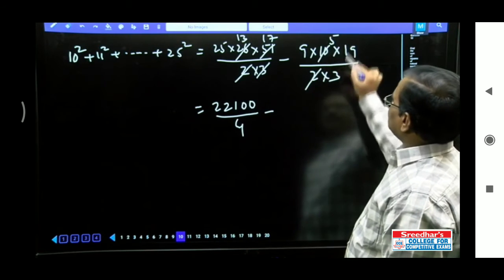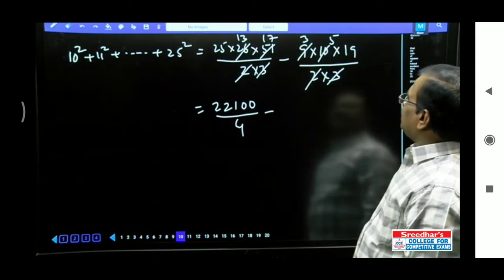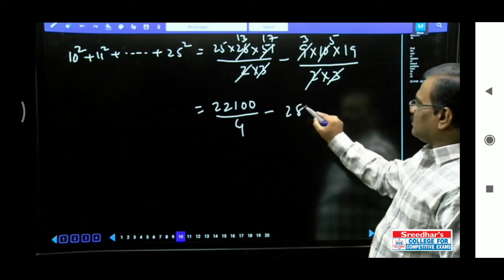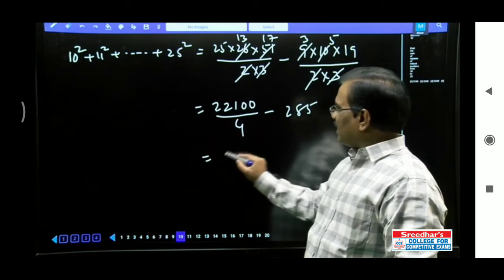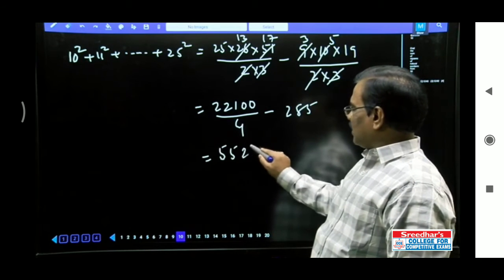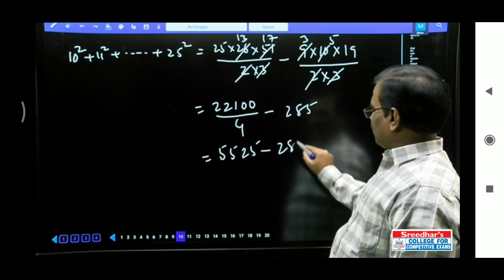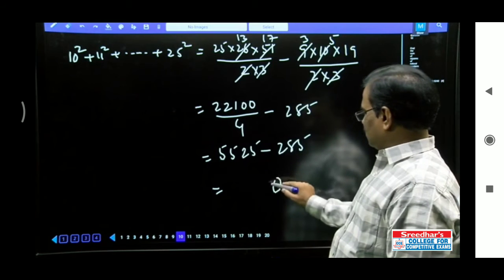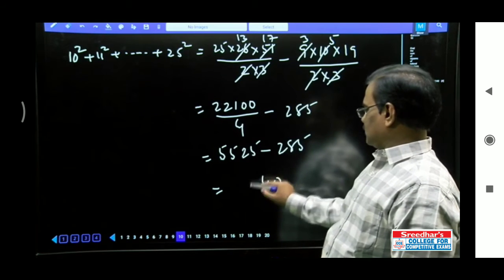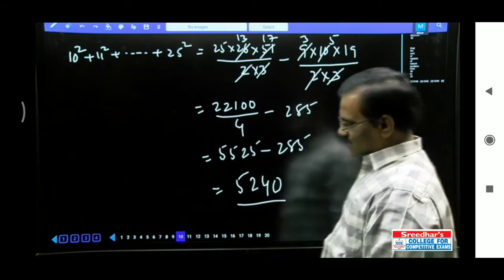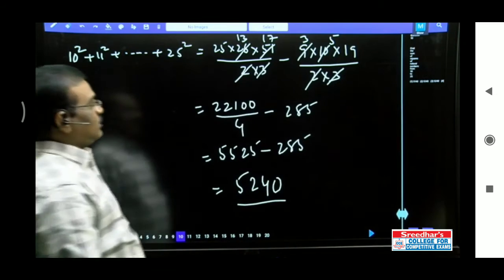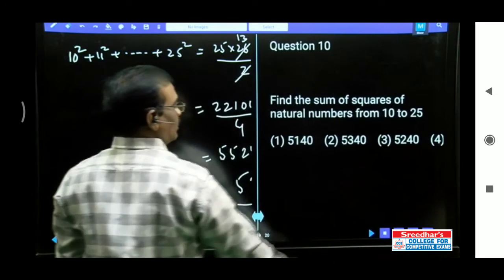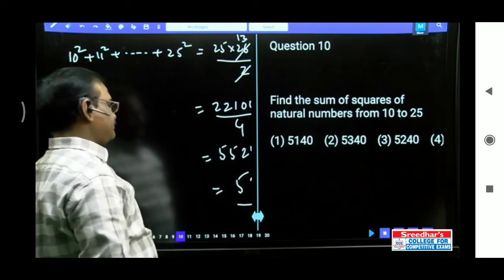ఈ 2 10 లో 5 times, 3 దీంట్లో 3 times, 3 5s are 15, 15 19s are 285. ఈ 4 cancellation, 5 times again 5 times, 2 times 5 times 555 minus 285, subtract చేస్తే 5240. Therefore the answer is 5240. Third option is the answer.